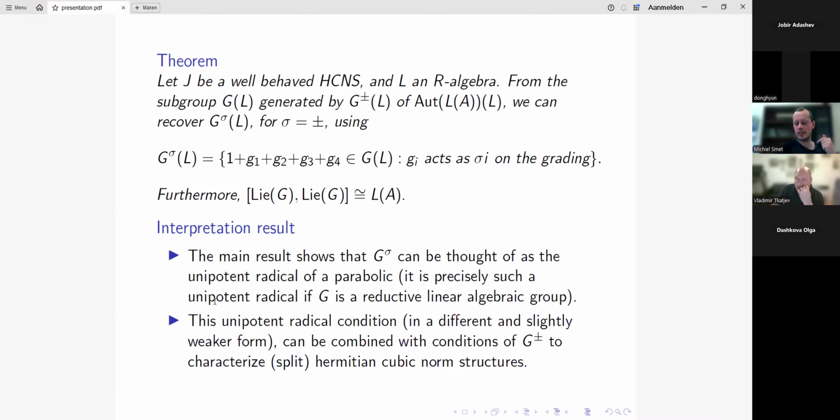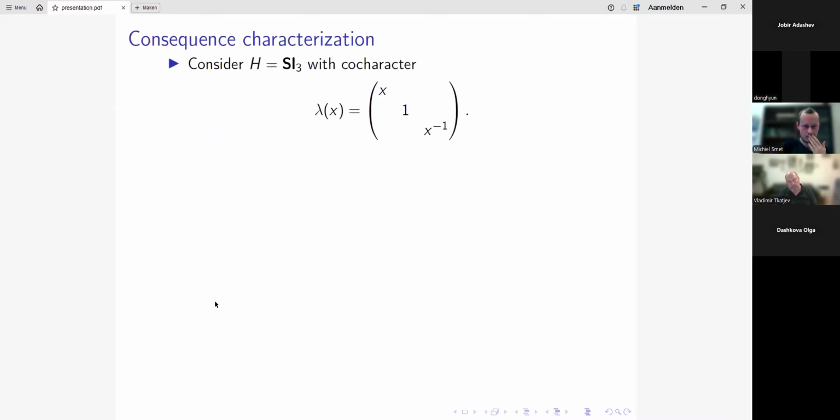And in some sense, this also characterizes Hermitian cubic norm structures in the sense that you can combine this unipotent radical condition with conditions on the groups G plus and G minus to characterize split Hermitian cubic norm structures. And I will explain this on the next slide in a special case.